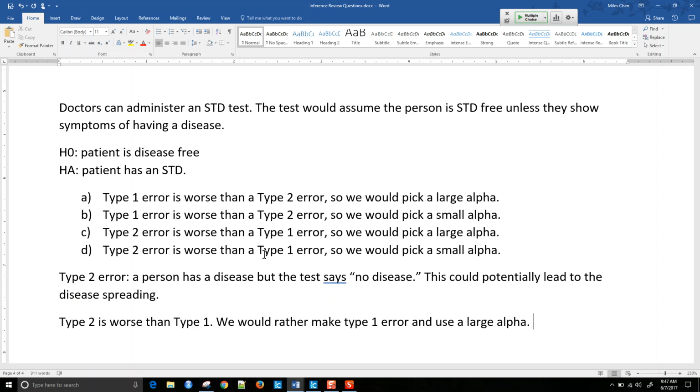I think in this case it's still pretty clear that the type 2 is worse than the type 1. For the individual being tested, type 1 error is no good, but if you're the individual and you made the type 2 error, I think you'd also feel really, really bad, right? So I think the type 2 is worse.